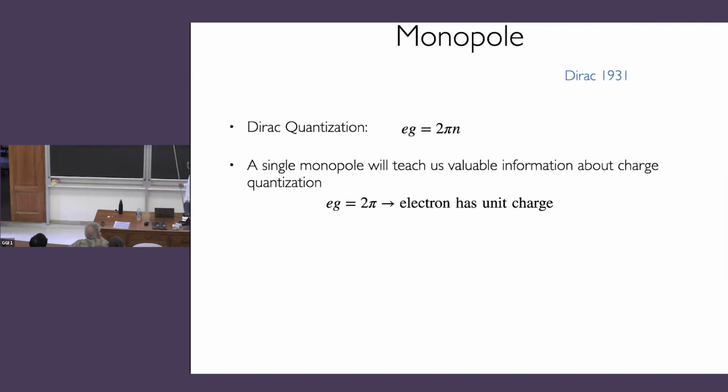A classic example is the magnetic monopole, right? Dirac realized this Dirac quantization condition from the quantization of angular momentum. So if you see a single monopole in the universe and measure its magnetic charge from this relation, you will automatically infer that the electron will have unit charge. So you get a very strong piece of information about charge quantization this way from one single magnetic object.